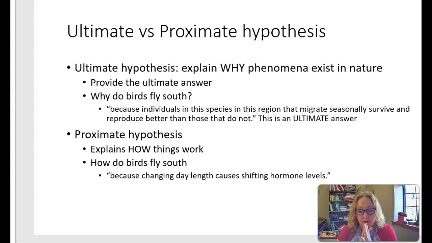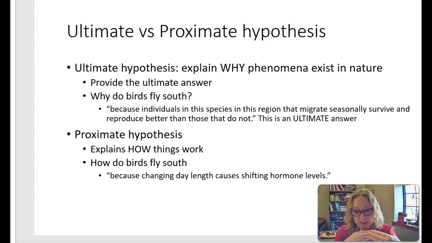Okay, also, ultimate versus proximate hypothesis. An ultimate hypothesis explains why something happens. This is like the big why. Why do birds fly south? This is something like a child would ask. Why is the sky blue? Why do birds fly south?